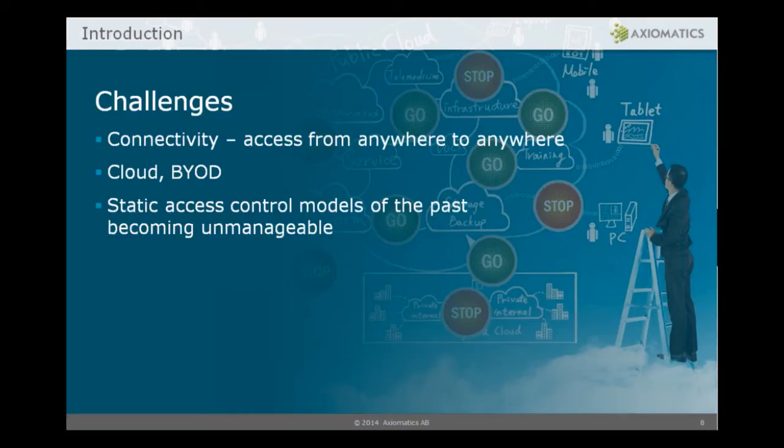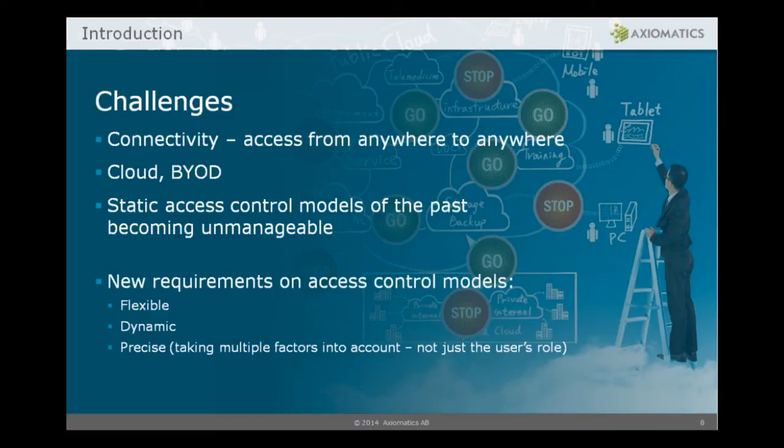So what we see is a set of new requirements on access control models to service this new dynamic web. They need to be more flexible, they need to be dynamic, and they need to be precise. And with precise, I mean we need to take more things into account than just the roles of the user that we typically have based authorization on in the past. We need to be able to take many factors into account: where you come from, which device you are using, time of day, location, all sorts of things that need to be considered.